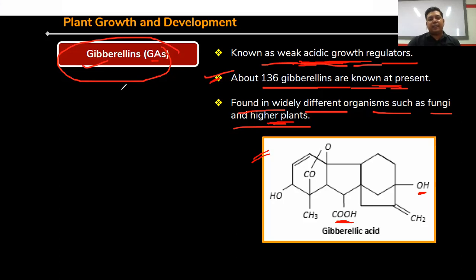So in case of gibberellins, they are mainly known as weak acid growth regulators. More than 136 gibberellins are available in our market, and out of them, the maximum are produced artificially. They are mainly found in different organisms like fungi and higher plants. So this is the structural formula of gibberellic acid.